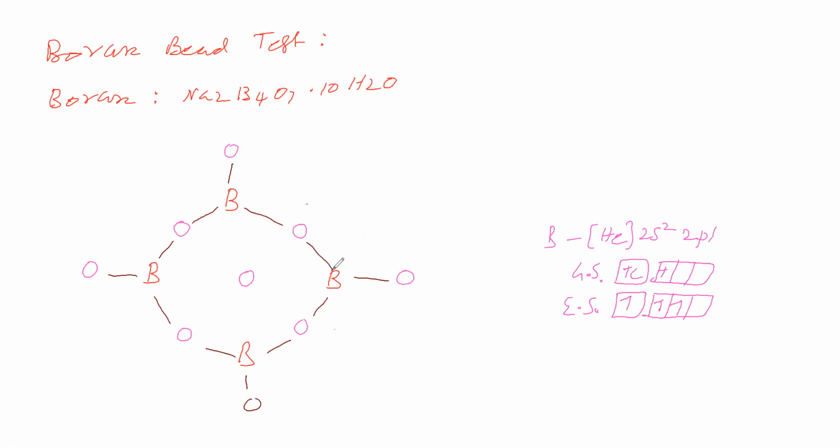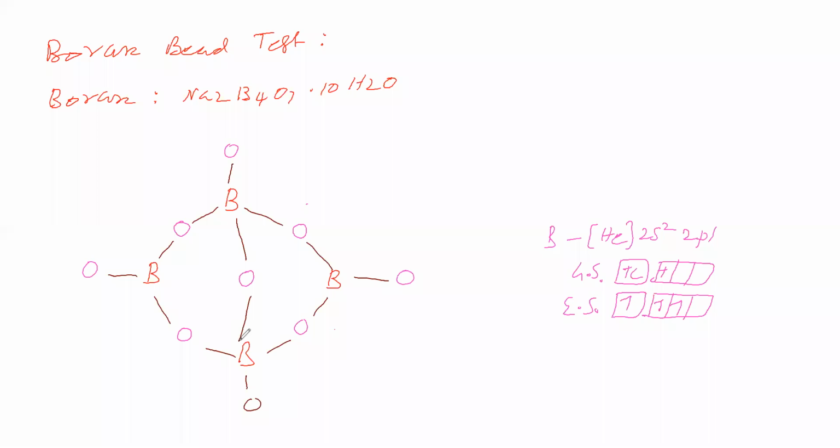Okay. Boron is forming 3 bonds. Next, this boron, if you see, is having a vacant orbital in the valence shell. Due to the vacant orbital, it goes for fourth bonding.